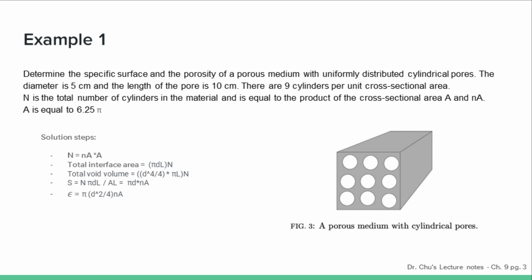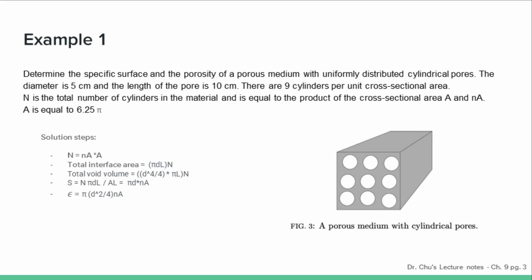Our first example is when you're given a problem determining the specific surface and porosity of a porous medium with uniformly distributed cylindrical pores. It will usually give you a diameter, a length, can give you the NA or the N, and then you'll have your cross-sectional area. You would start this problem by first solving N is equal to NA times A. You would use the formula of the total interface area, which in this case is pi dL times N, and then you find the total void volume, which in this case is pi d squared over 4 times L and then times N.